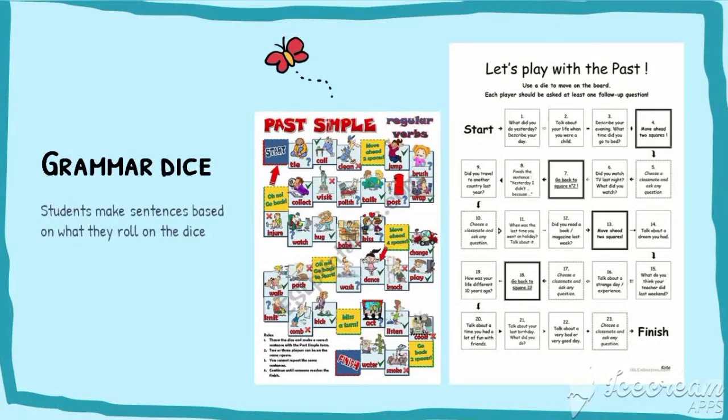Cleaned. And then students make sentences based on what they roll on the dice.